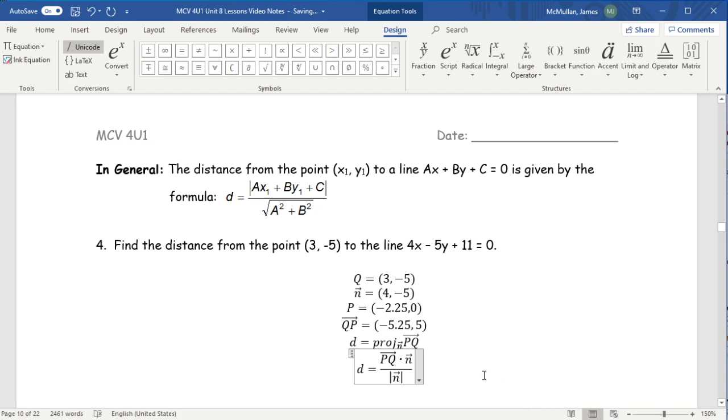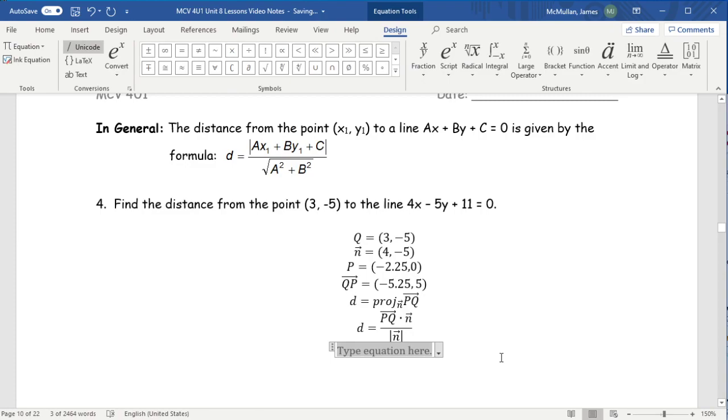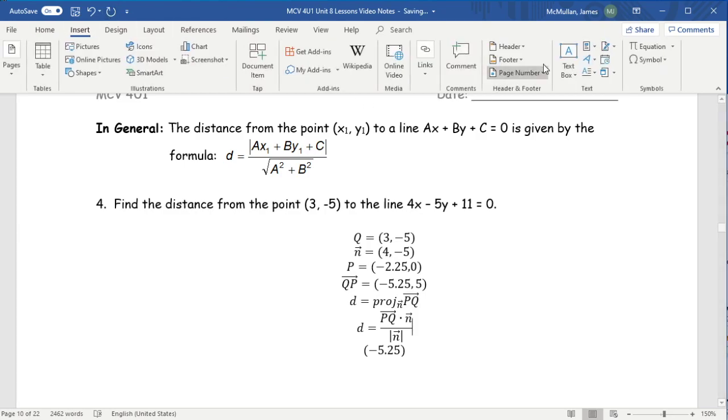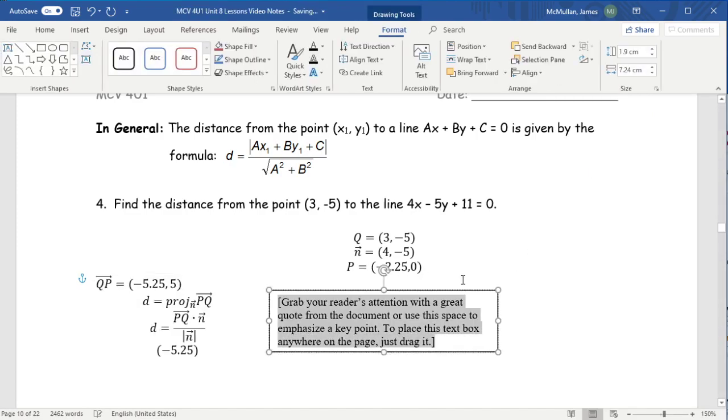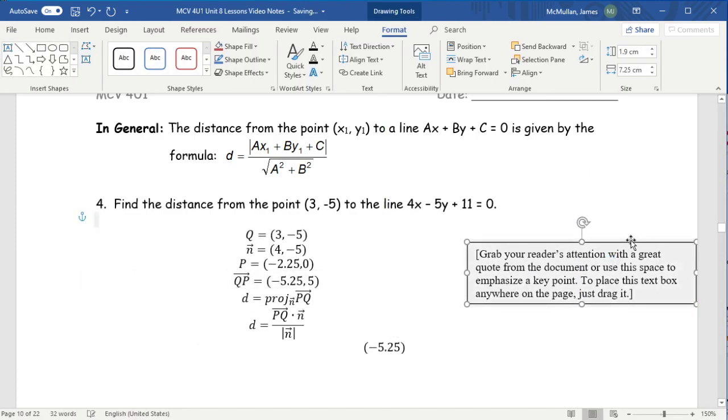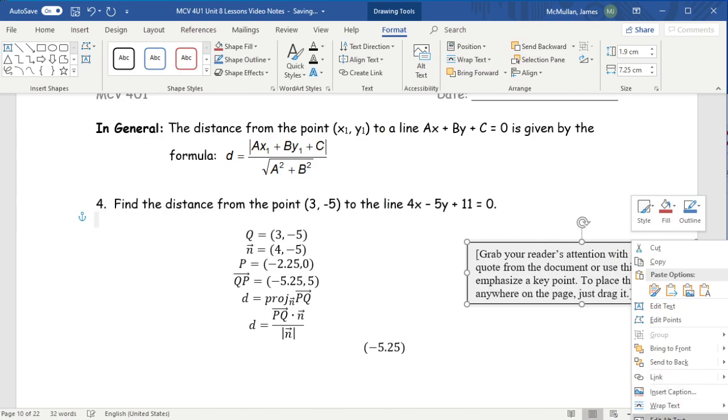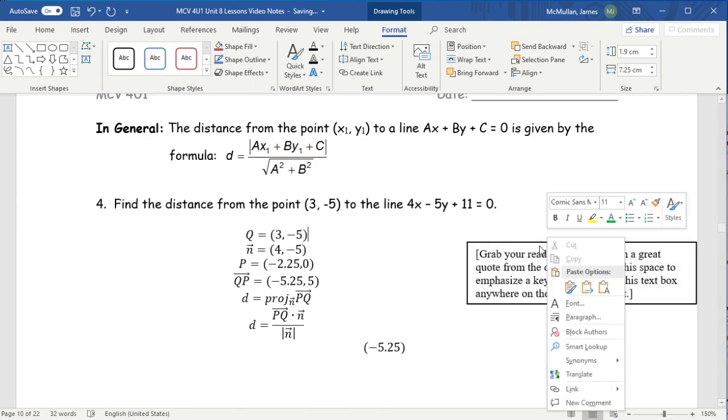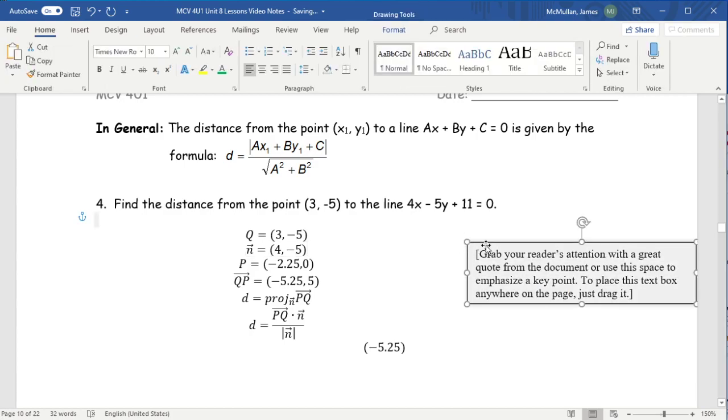So all I got to do is dot them together and divide by the length of the normal, the magnitude of the normal. So to dot them together, -5.25. By the way, sorry, I wrote QP and then I wrote PQ because I'm taking the scalar projection. So maybe I should actually write this down. Sorry, I feel like when you look at this, it's going to be confusing because I suddenly changed. So I just want to give a quick explanation.